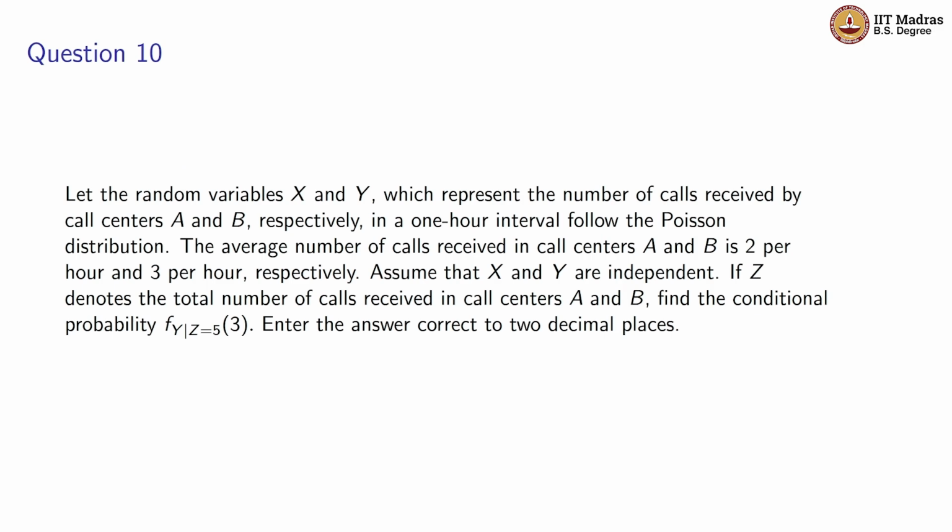Now coming on question number 10. Question number 10 says: let the random variables x and y, which represent the number of calls received by call center A and B respectively in 1 hour interval, follow the Poisson distribution. The average number of calls received in call center A and B is 2 per hour and 3 per hour respectively. Assume that x and y are independent. If z denotes the total number of calls received in call center A and B, find the conditional probability that y is equal to 3 given z is equal to 5.